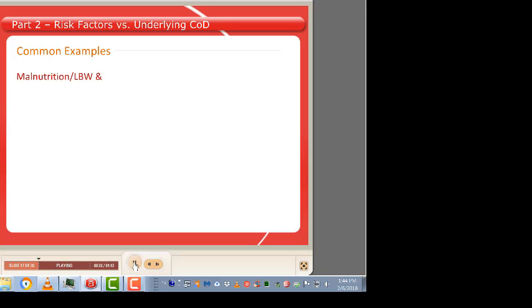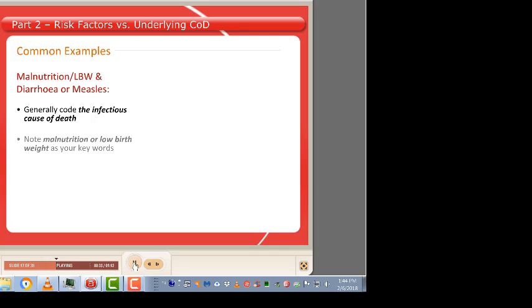Malnutrition, low birth weight, and diarrheal or measles death. Generally, code the infectious cause of death such as diarrhea or pneumonia or measles which resulted in death. Note malnutrition, low birth weight as your keywords.